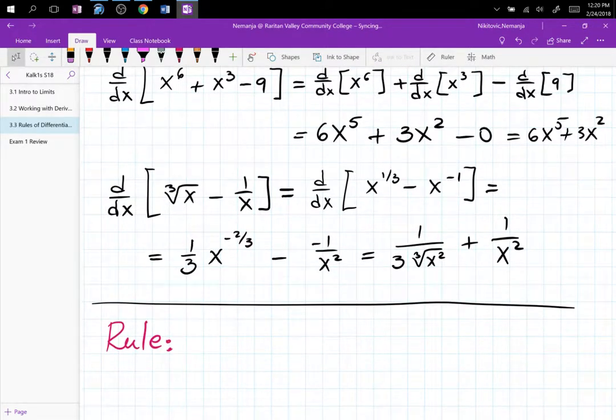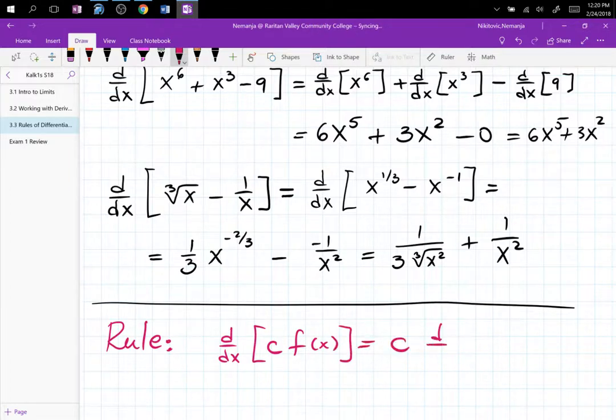The next rule says that for the derivative of a constant times f of x, you can kick the constant outside and focus only on the derivative of f of x. Oh, that's useful.